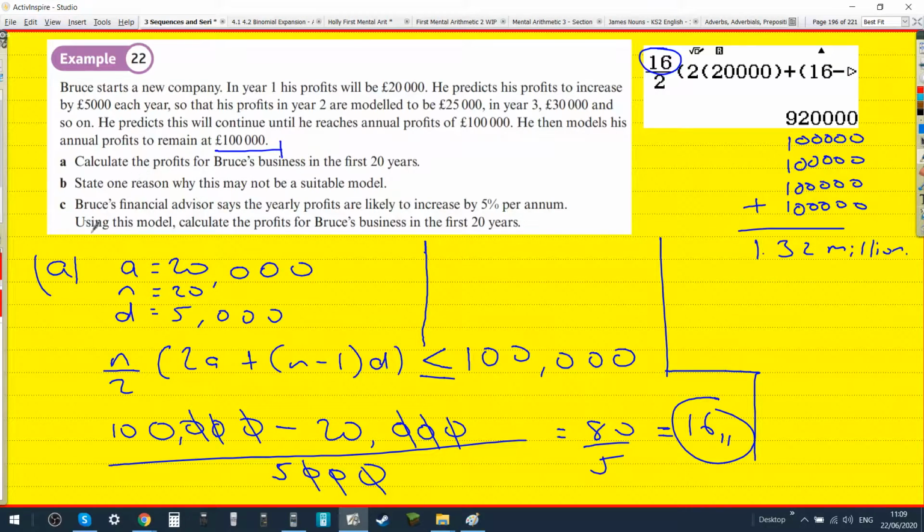Okay, so part B: state one reason why this may not be a suitable model. I know it just took so long to find out, but I think maybe just because, why would his profits stop increasing, or why would his profits go up by the same amount every year? Something like that. How would we do part C?